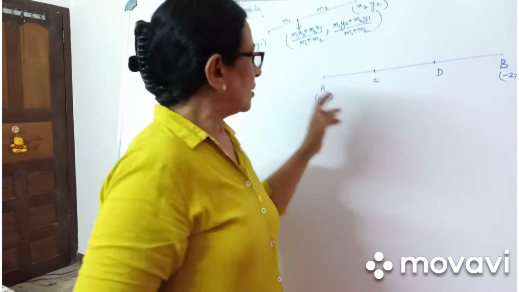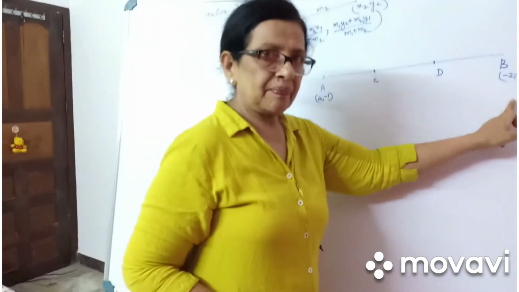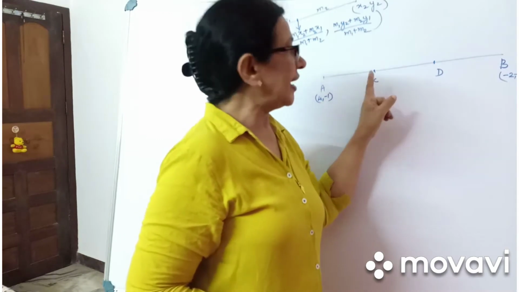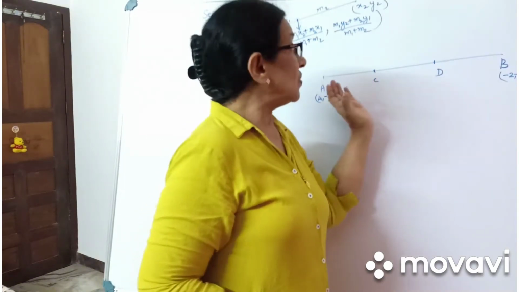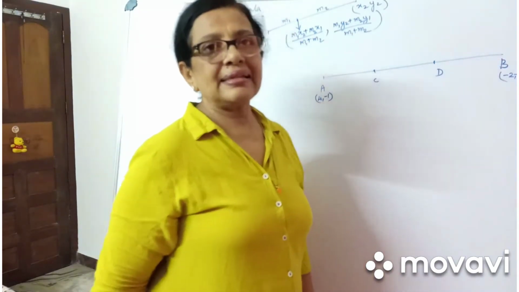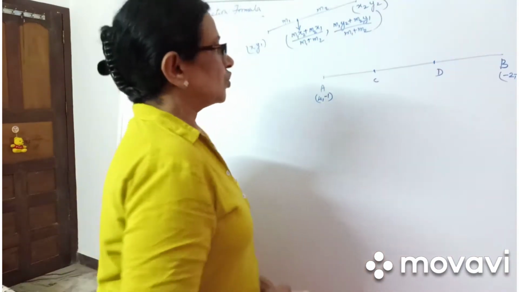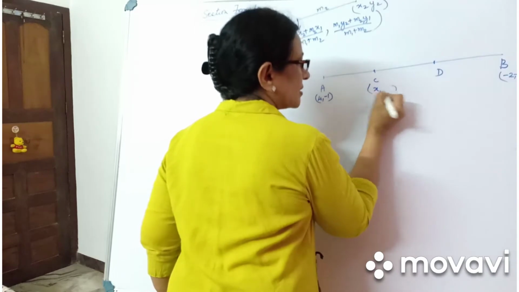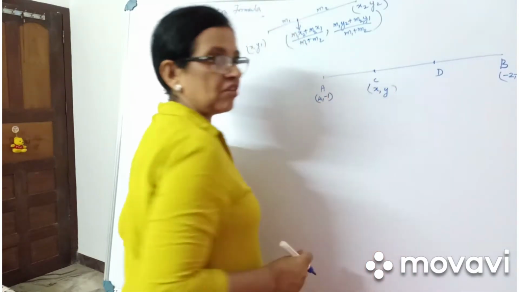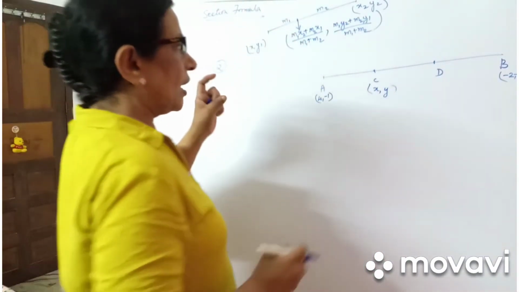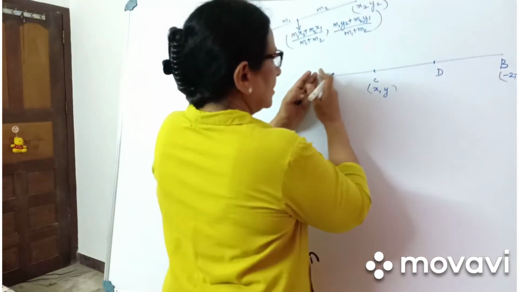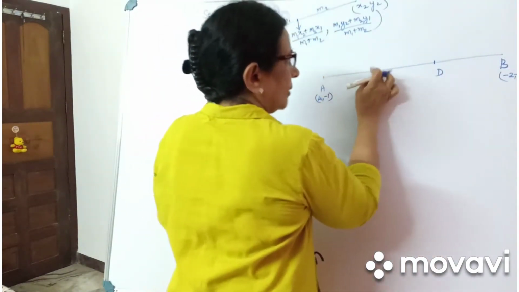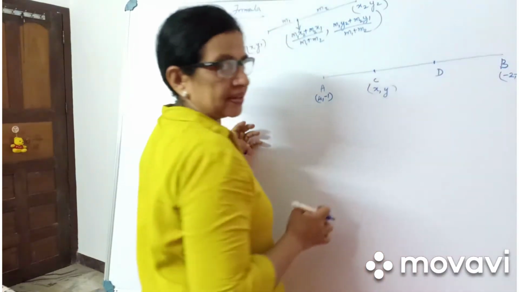Question clear? So, AB is given. Coordinates of A and B are given. You have to find the coordinates of C and D which trisect the line segment AB. Clear? So, first we'll find C. Let's put it as XY. So you're taking this full line segment, this part and the remaining part.